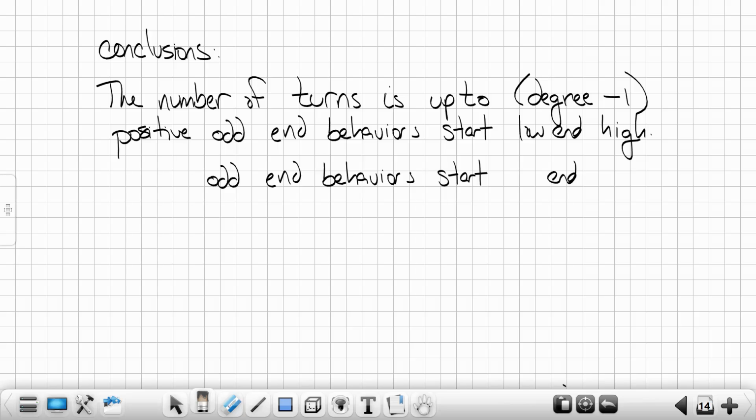All right. Negative. Now we can switch to the bottom ones. Negative, odd, end behaviors start high and low.